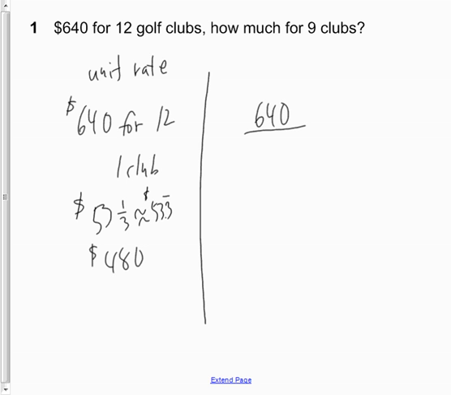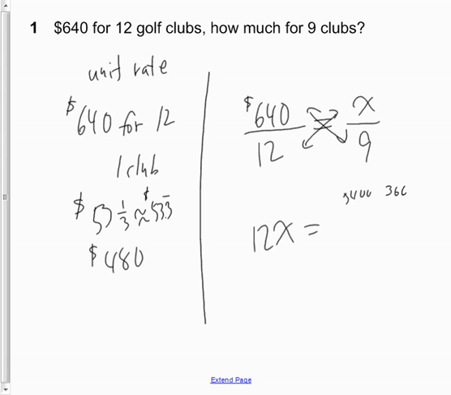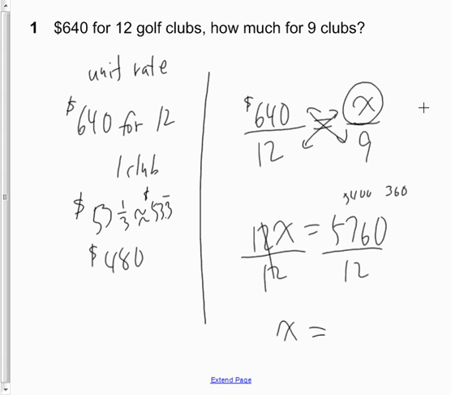But the one you should be gravitating toward as you get better at this is proportional reasoning. So $640 for 12 clubs is proportional to how many dollars for 9 clubs? Setting it up using proportional reasoning is what we want you to get towards. If we multiply across the equal sign this way and that way, 5,400 plus 360 is 5760, I think. Isolate by dividing by 12, and you solve for the missing value, x. X would equal 5760 divided by 12, and the answer is 480. So we can solve the missing value using proportional reasoning.